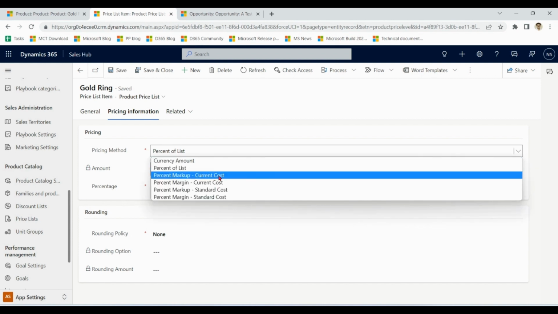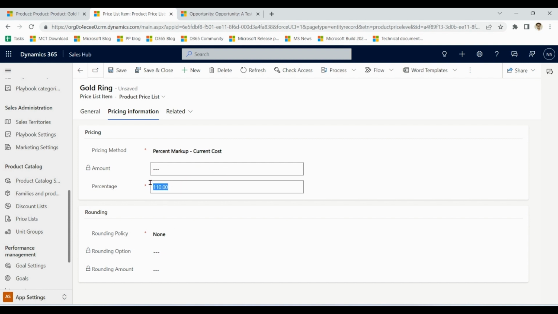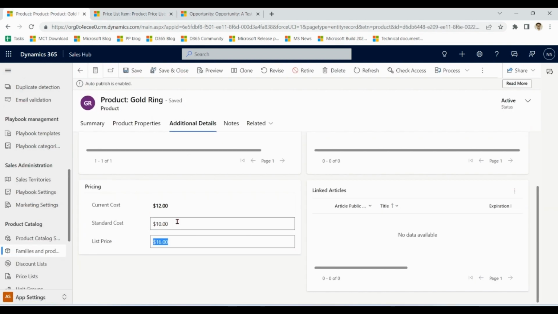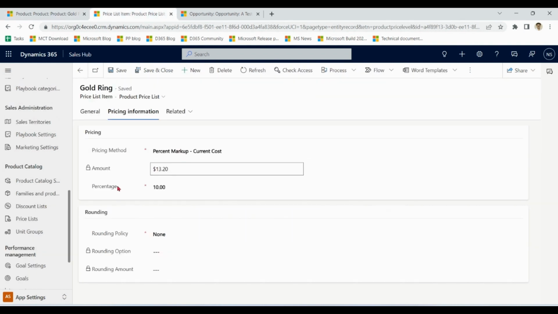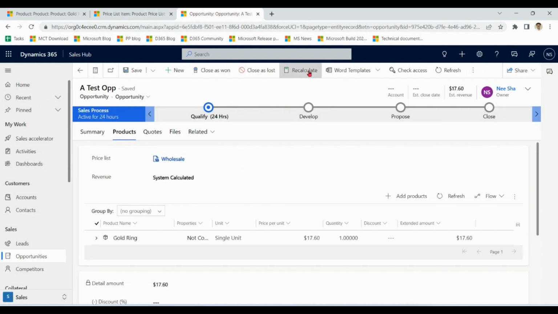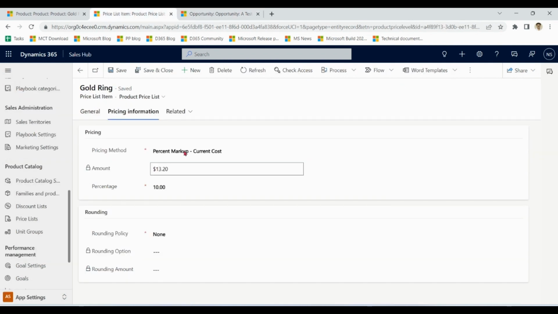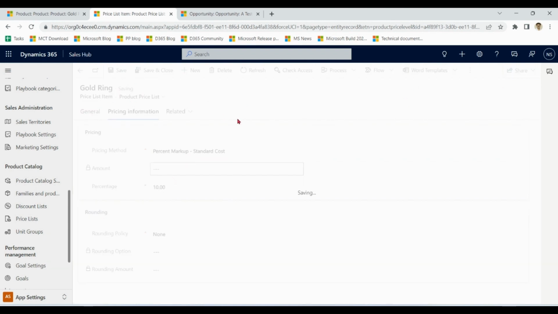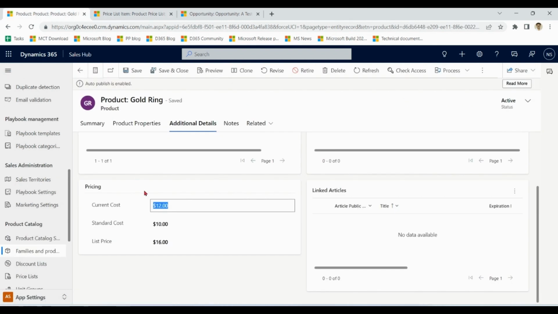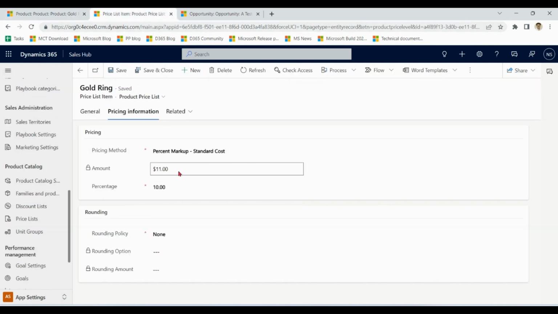Second is percent markup and current cost. See, current cost is 12, percent 10, so the amount is coming 13.20. Similarly, percent markup and standard cost. Ten is the standard cost, so it is coming 11.